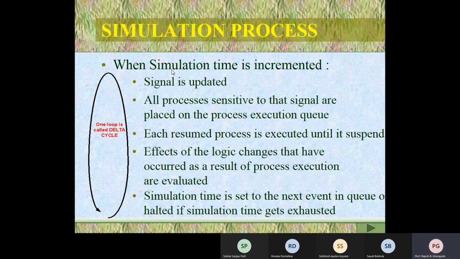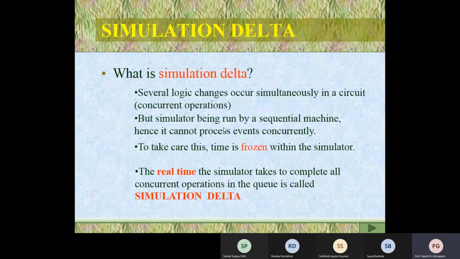So you'll see that you can simulate this for a certain duration of time, and correspondingly the simulator will carry out these steps. Now this entire cycle, which starts with the signal being updated and ends with the simulation being halted, or the time being exhausted, or simulation time being set to the next event in the queue, is called a delta cycle. This is a jargon which is used in VHDL. So you have the delta cycle.